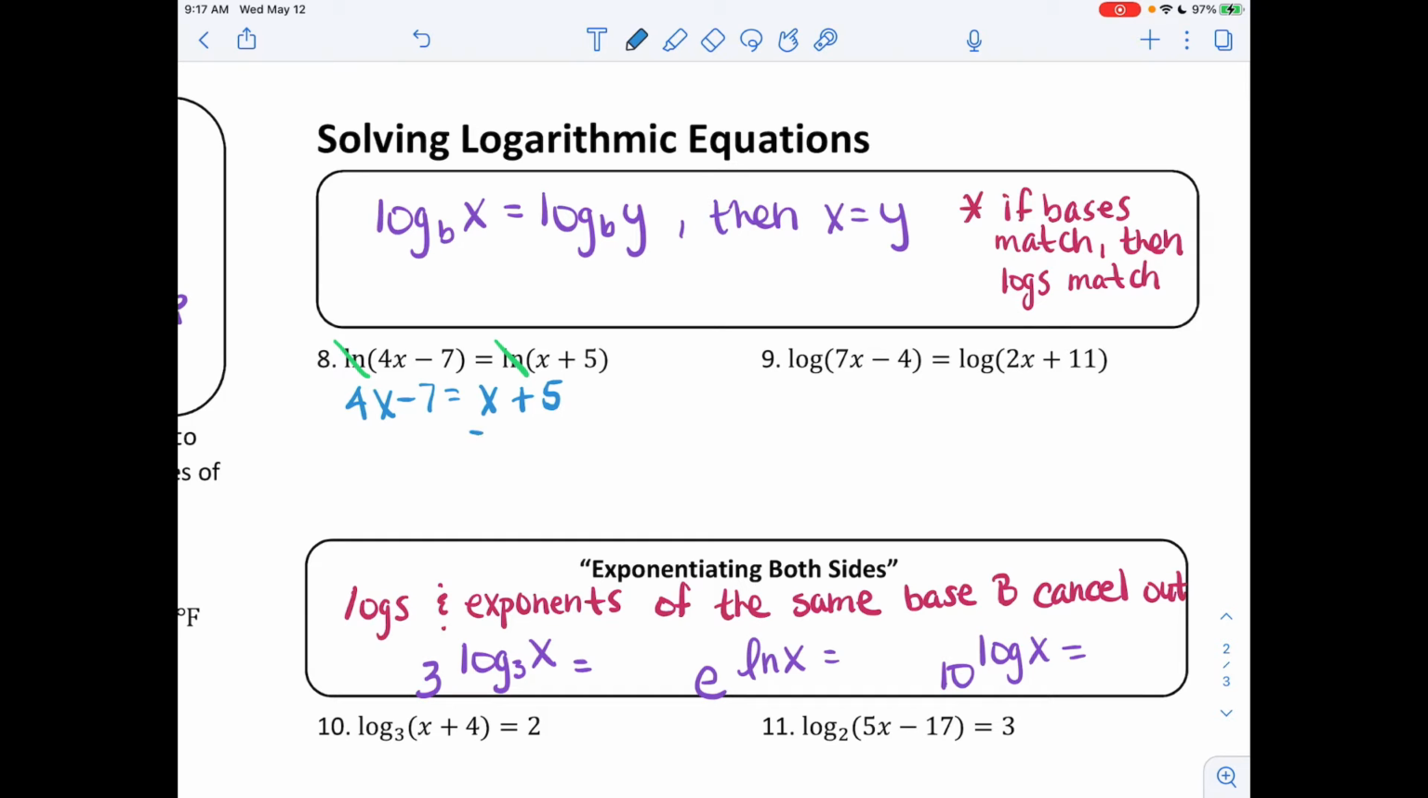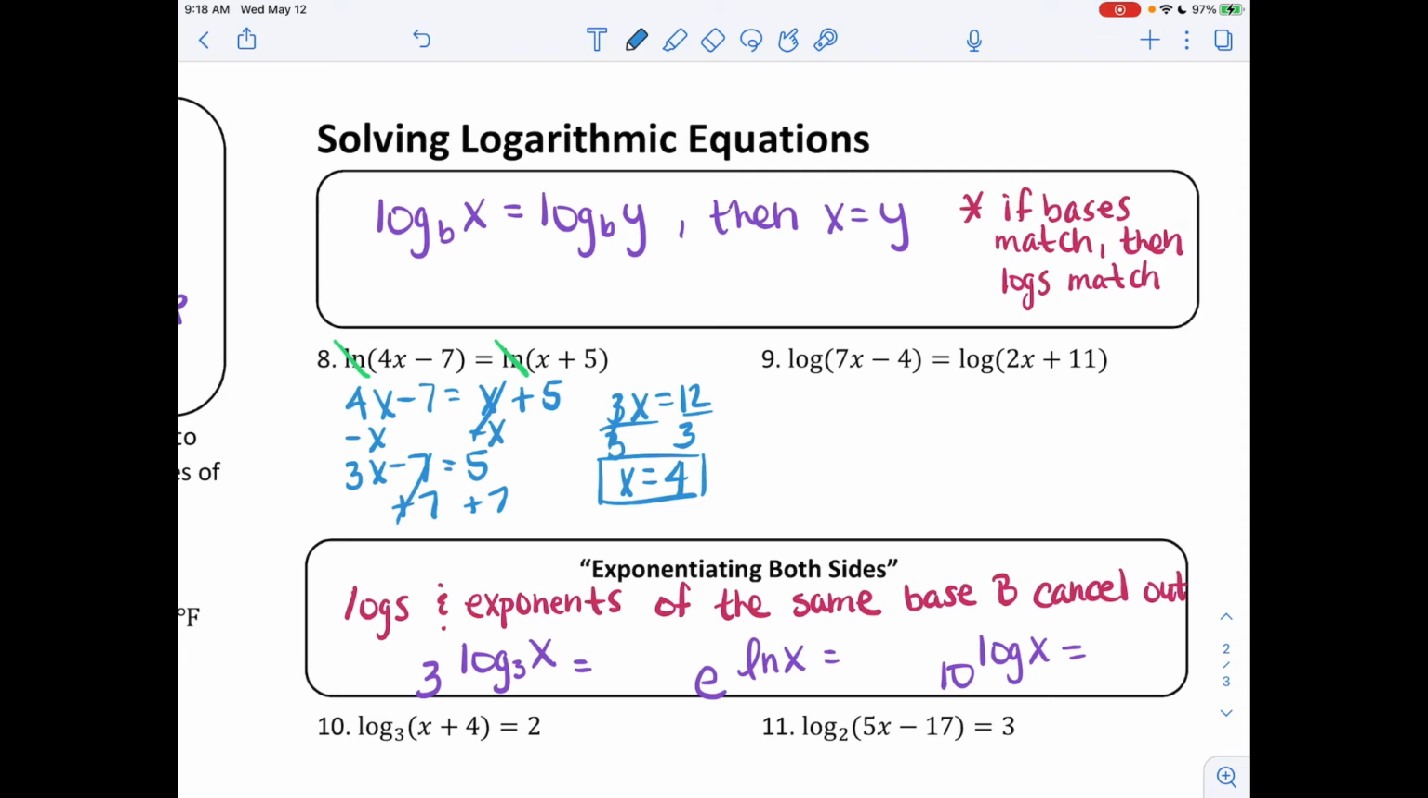So let's get the variables on one side. I'm going to subtract x, leaving me with 3x minus 7 is equal to 5. And then let's add 7 to both sides. That's going to leave me with 3x is equal to 12. And finally, dividing by 3, I get x is equal to 4.